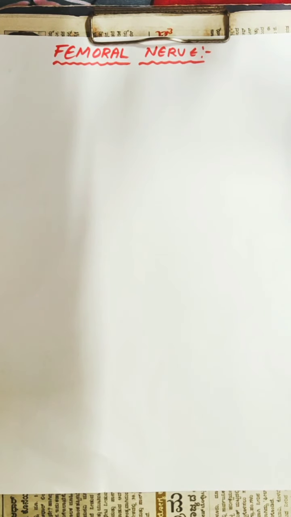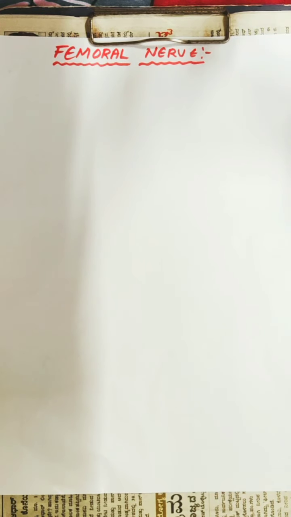It arises within the psoas major muscle from the posterior division of the ventral rami of L2 to L4 spinal nerves, between psoas major and iliacus, to enter the thigh behind the inguinal ligament, and it passes laterally to the femoral sheath. So we'll study about this with the help of a neat labelled diagram.